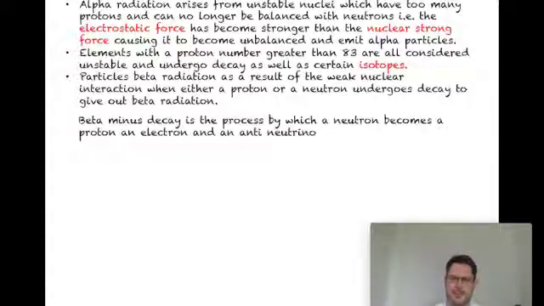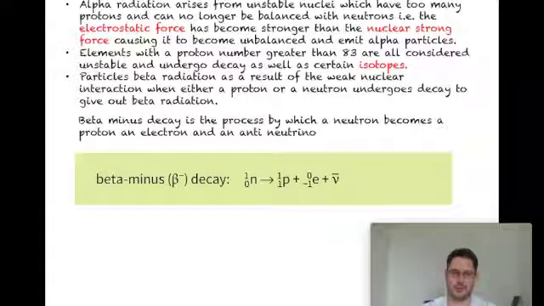Okay, so what is beta decay then? Well, beta decay is the process by which a neutron becomes a proton, an electron, and an antineutrino. Okay, and here we can see by the equation, beta minus decay is a neutron changing to a proton, and at the same time it's giving out an electron and an antineutrino. So we have to think about what is going on there. How can a neutron change into a proton? Well, we have to think of a neutron as being able to have both positive and negative charges inside them.